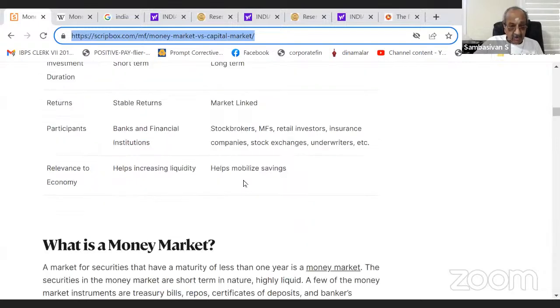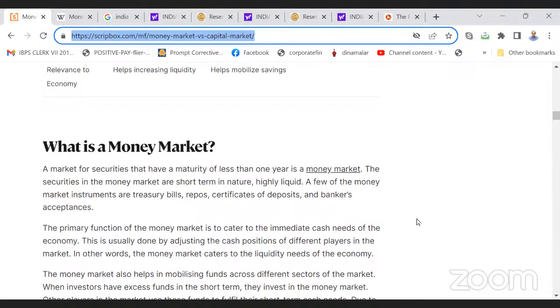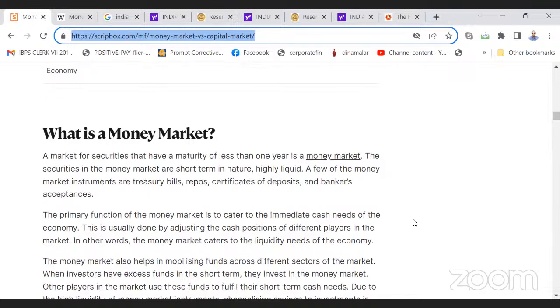Now we will go to our Valarmati. Valarmati, you can read this. What is a money market? A market for securities that have a maturity of less than 1 year is a money market. The securities in the money market are short term in nature, highly liquid. A few of the money market instruments are treasury bills, repos, certificates of deposit, and bankers' acceptances.